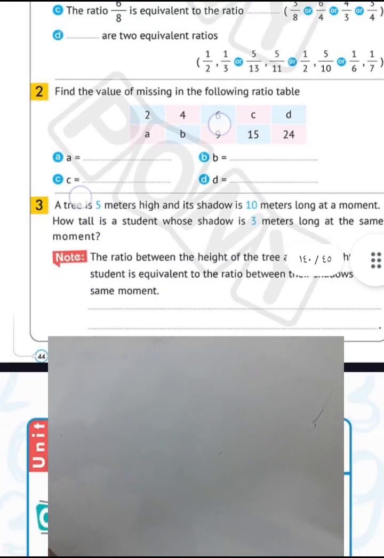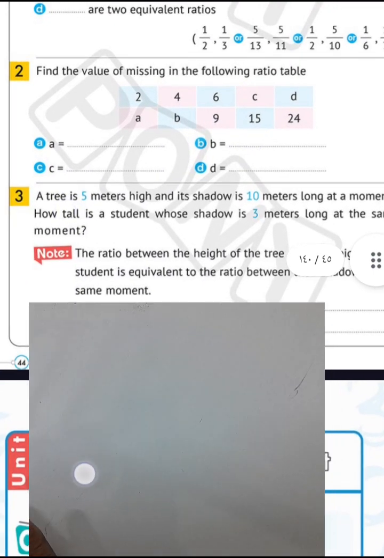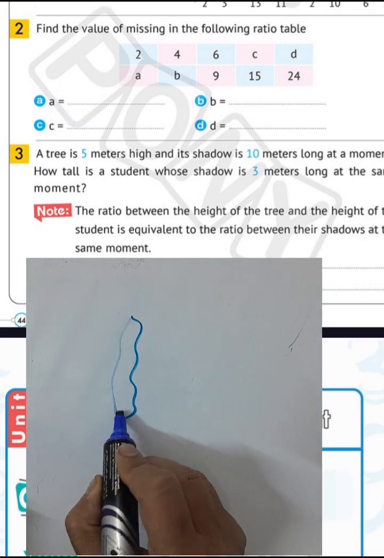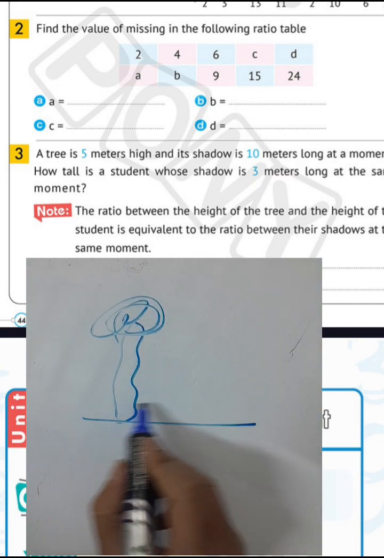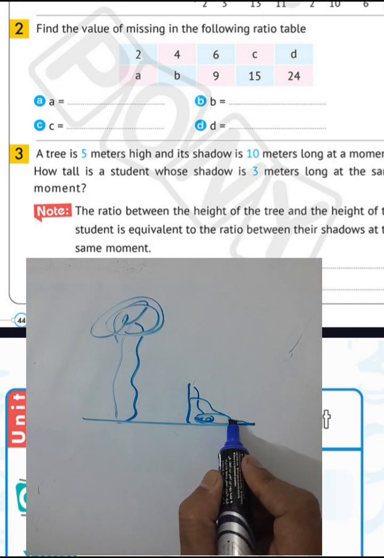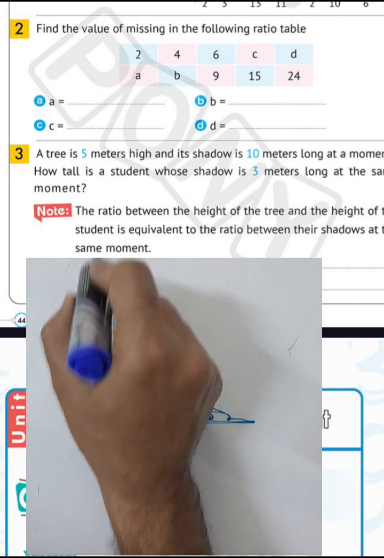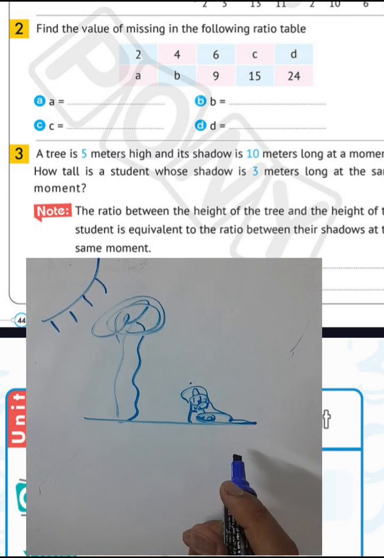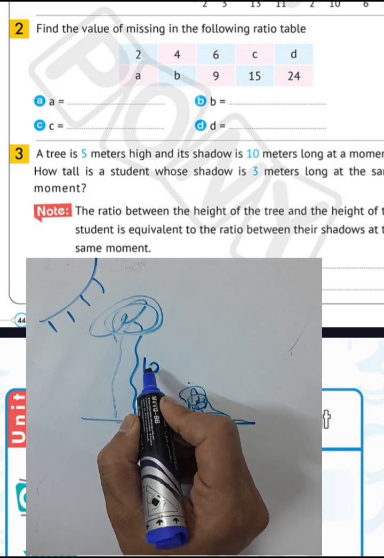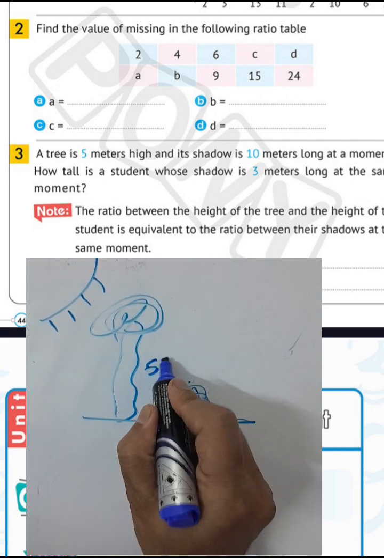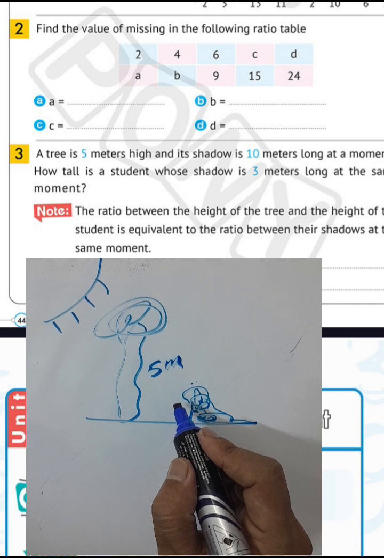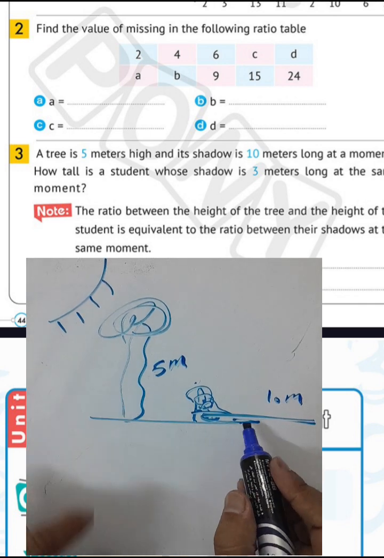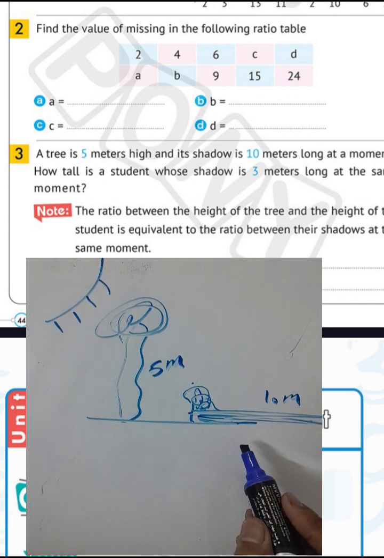Question number 3. A tree is 5 meters in height and its shadow is 10 meters. We have a tree and we have the shadow of it. This is the shadow of this tree here. The height was 5 meters and it cast a shadow 10 meters long. We have 5 meters and the shadow 10 meters at the moment.